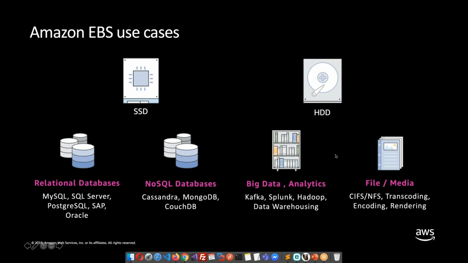For the HDD, we can use it for big data analytics, or file or media servers. These systems do not need high throughput, but they need consistent performance, so we can use the HDD options. It's also much cheaper if you're running data warehouses, because a data warehouse can be terabytes of data, so you will pay less if you use the HDD options.